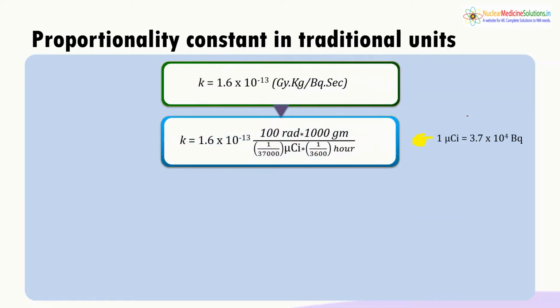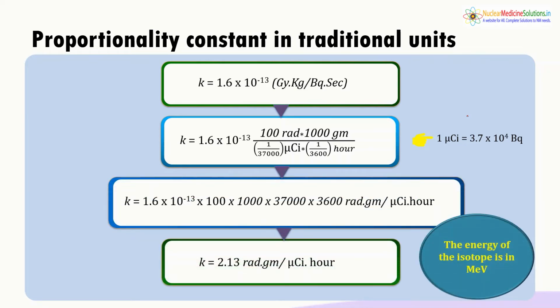In the same way, if we convert this SI system units into traditional units or CGS system units, the value of K will become 2.13 rad gram per microcurie hour. All the calculations are shown in the slide. You can pause the video and see every step so that you do not get confused how this value of K has come to 2.13 rad gram per microcurie hour, and the energy of the isotope here is again in MeV.